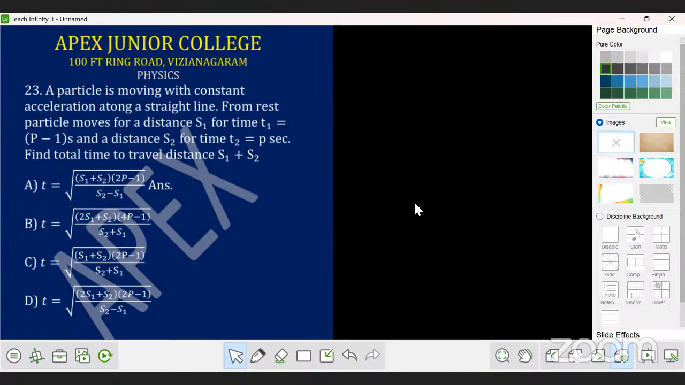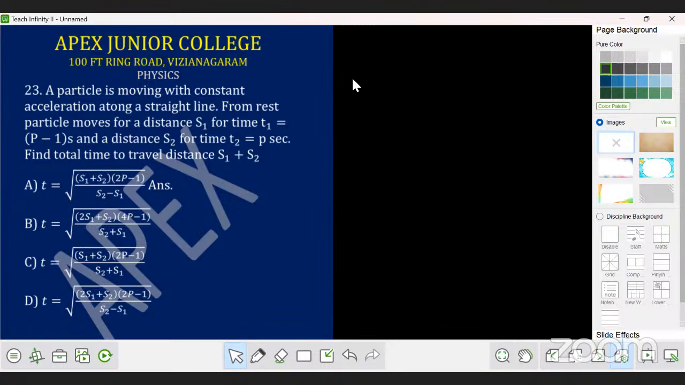From rest, the particle moves a distance s1 for time t1 equal to p minus 1 seconds. For what time did it travel? p minus 1 seconds. It traveled s1 distance. And the next point is, the distance s2 for time p seconds. In p seconds it traveled s2 distance. Find the total time to travel a distance of s1 plus s2. They are asking for the total of these two together.